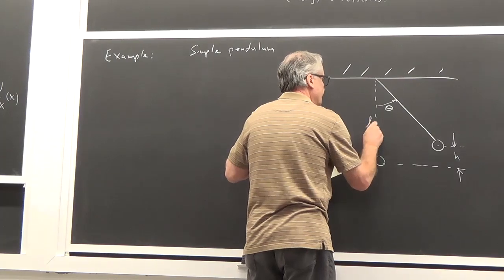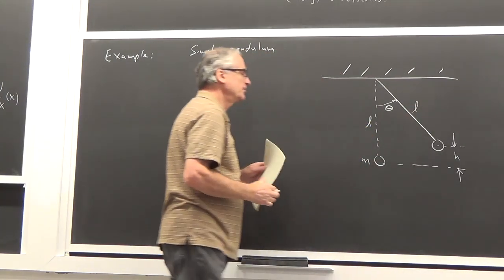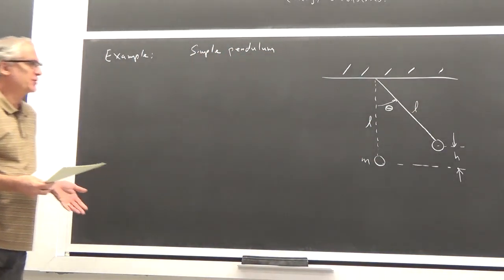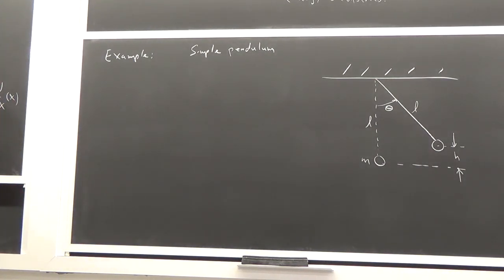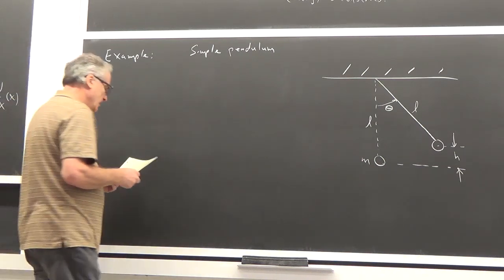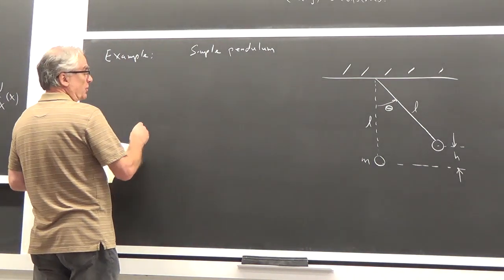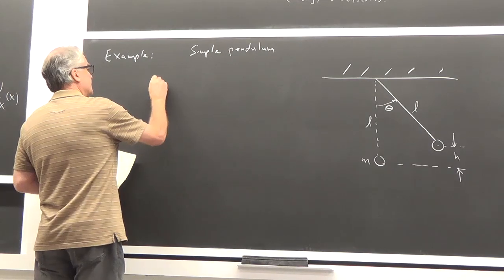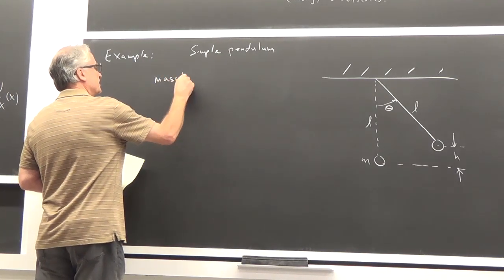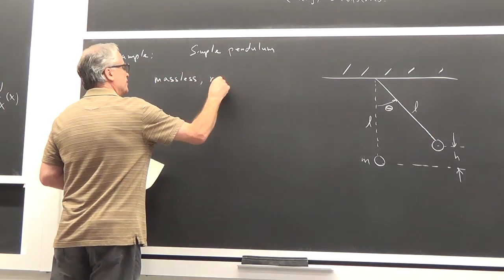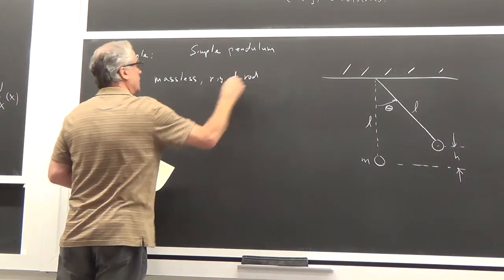So let's define the length to this rod, call it L. And I want to describe the motion as a function of time, just like I did for my mass on a spring. So we're going to neglect the mass of that rod. So we suppose it's on a massless, rigid rod.